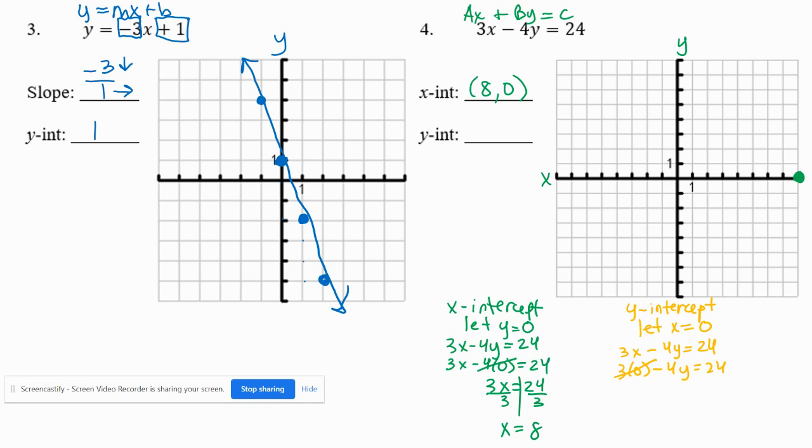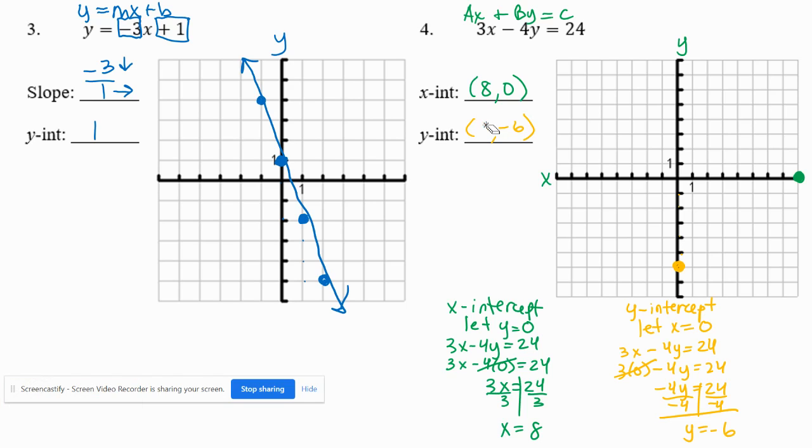3 times 0 is 0, leaving behind a negative 4y is equal to 24. Divide both sides by negative 4. Turns out y is equal to a negative 6. So that tells me that my line crosses the y-axis at negative 6. So here's negative 1, negative 2, negative 3, negative 4, negative 5, negative 6 would be right there. So that's the ordered pair 0, comma, negative 6.